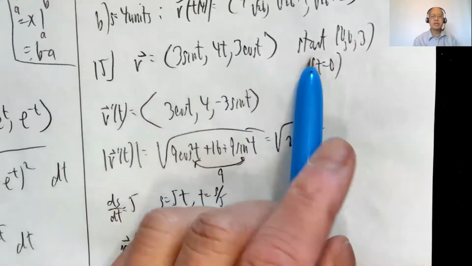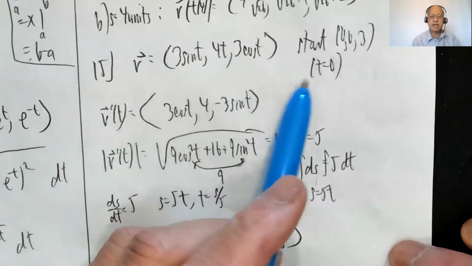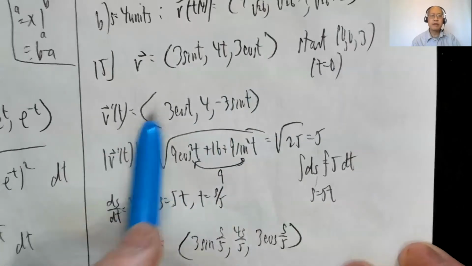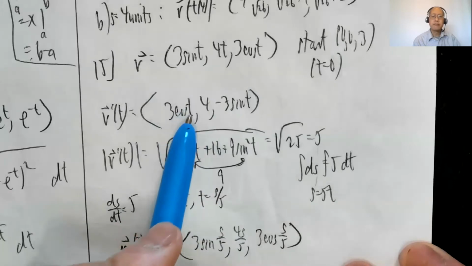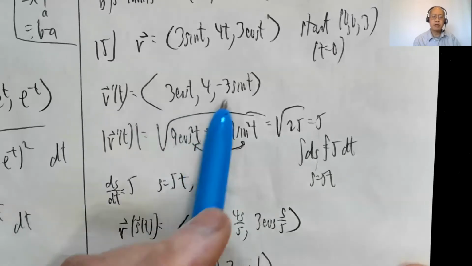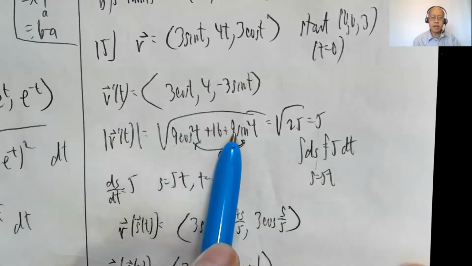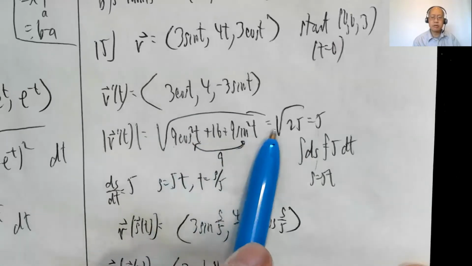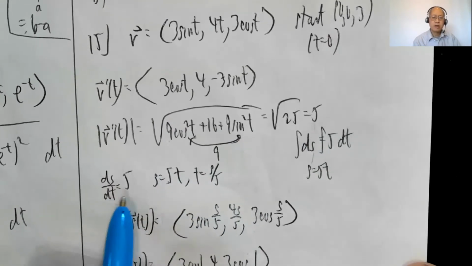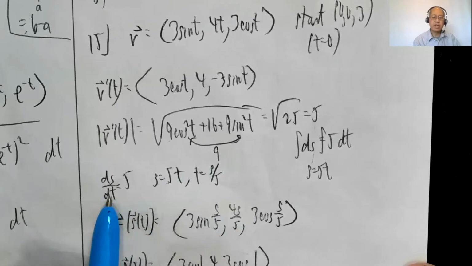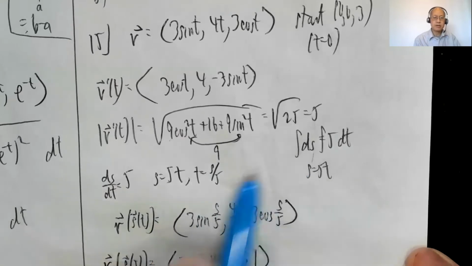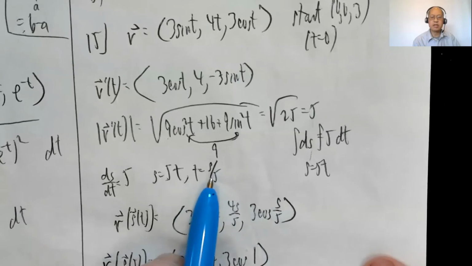Okay, 15, they give me this, start at 0, 0, 3, which tells me that t is 0. How do I get that? Probably the easiest one is to look over here. All right, so r prime, the derivative, is 3 cosine t, 4, -3 sine t. Magnitude, square root of this thing squared, plus this thing squared, plus this thing squared. 9 cosine squared plus 9 sine squared is 9. 9 plus 16 is 25, square root is 5. Okay, which means ds/dt is 5, or ds equals 5 dt, which means s is 5t. So t is s over 5.